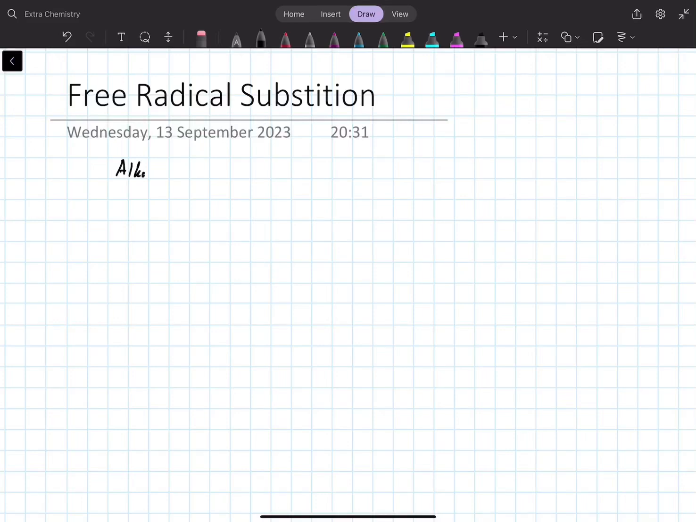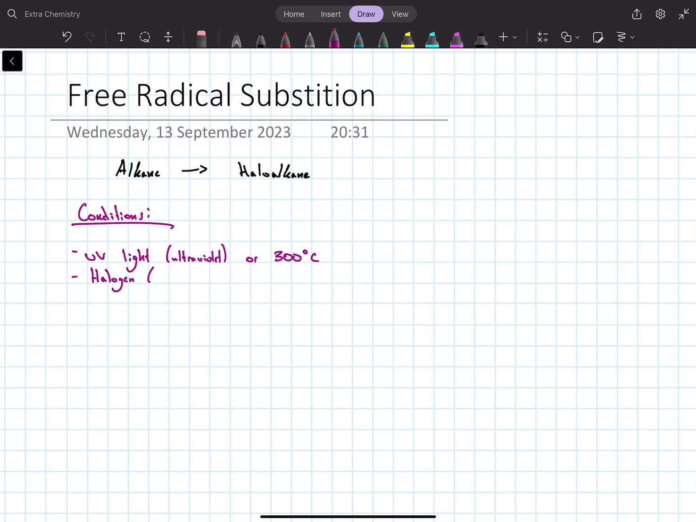In this video, I'll be explaining free radical substitution, the mechanism by which an alkane is converted to a haloalkane. So the conditions that are necessary are UV light, ultraviolet light, or 300 degrees Celsius can be used instead. And of course, we'll need a halogen, which for this example we'll use bromine.